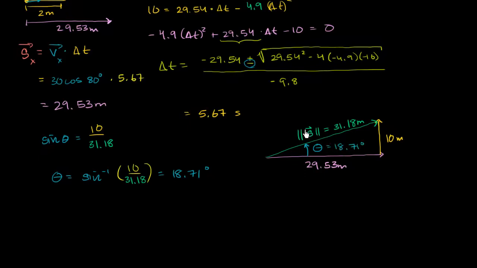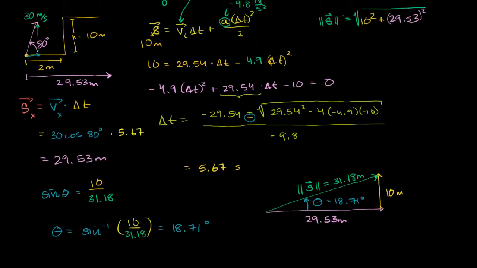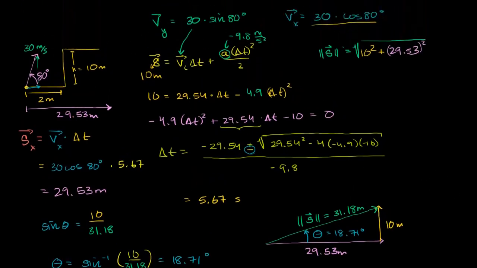So here we've constructed a vector. We took its vertical component and its horizontal component, and we were able to figure out the total vector. So just to make it clear, the projectile's path will look something like this. And we've just calculated its total displacement. Its total displacement is 31.18 meters, 18.71 degrees above the horizontal.